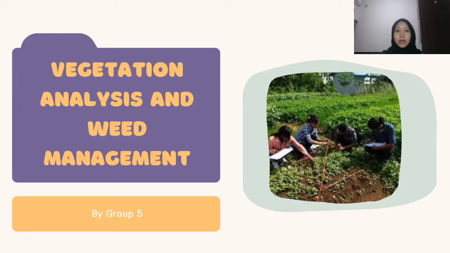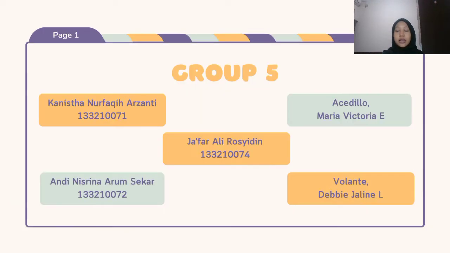We will talk about vegetation analysis and weed management. In Group 5, there are Kanistha, Andi, Jafar, Maria, and Debbie.